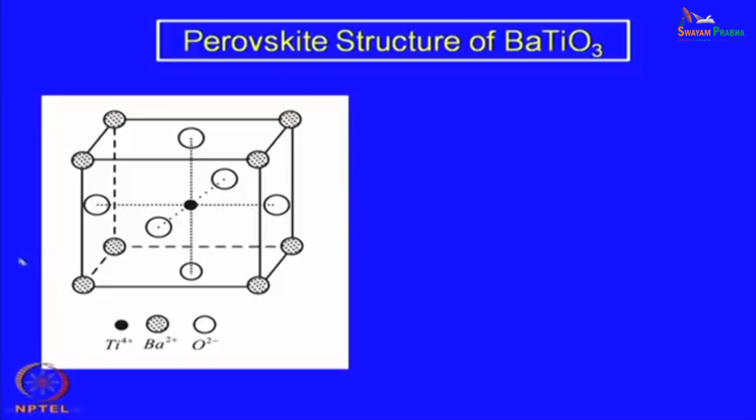Titanium is octahedrally coordinated with oxygen. The open circles are oxygen sitting in the cube faces, so all six face centers of the cube are occupied by oxygen. Titanium is at the center of the cube, and the corners are occupied by barium. Barium and oxygen together form a close-packed cubic structure, and titanium occupies only a part of the octahedral sites. So, that is the basic description of the barium titanate perovskite structure.